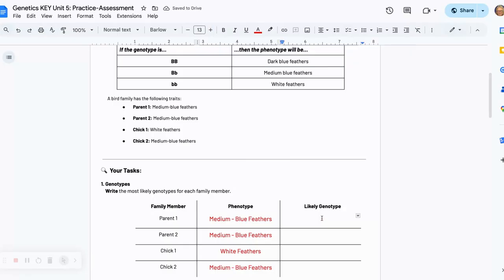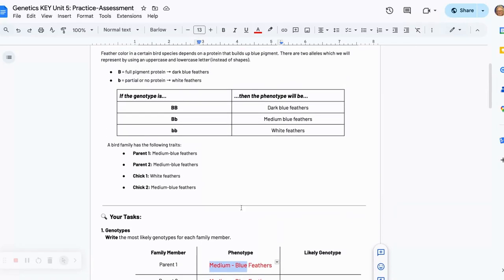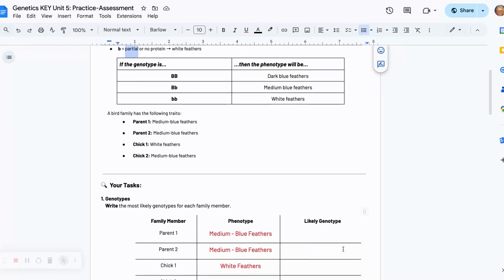The first parent has, I'm just looking right above, medium blue feathers. So what is that genotype likely to be? Well, if it's medium blue, we can assume that there was one allele for the full protein, dark blue, and one allele for the partial protein, which would lead to white. When there is one copy of each, it results in something kind of in the middle. So we would say that it has a capital B, lowercase b. This parent has medium blue feathers, so we'll say it has a capital B, lowercase b.